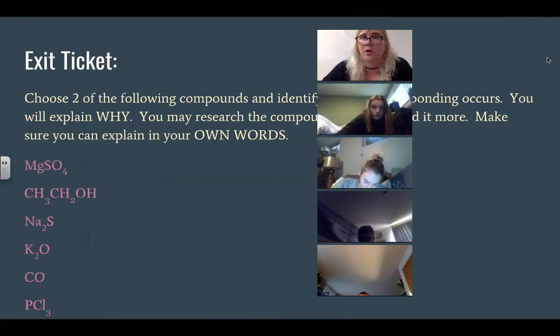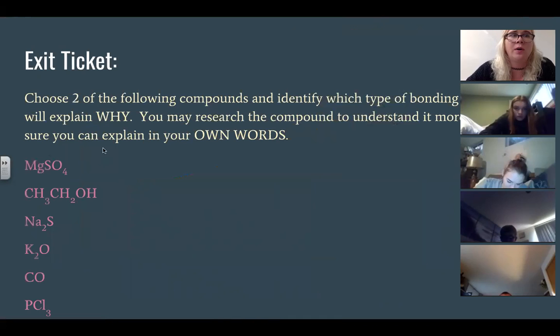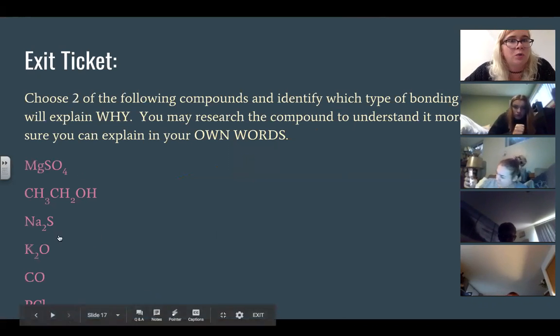So you are going to do a little exit ticket. This is available for you to turn into Canvas. I will extend the option to research additional compounds if you'd like. So Logan, I know you could use krypton tetrafluoride as one of your compounds to explore here, if you'd like to, or you can use one of the ones listed here.